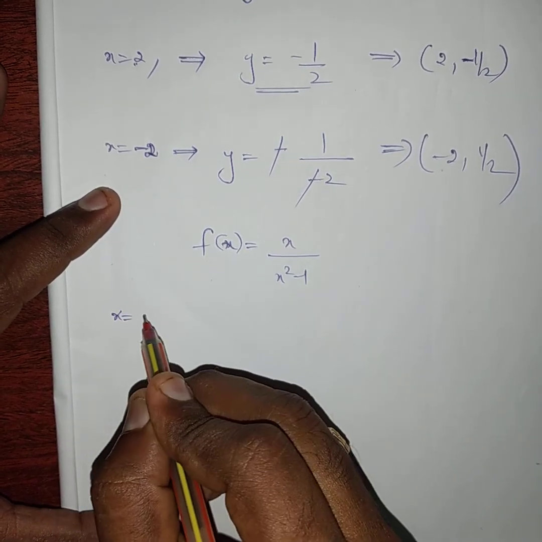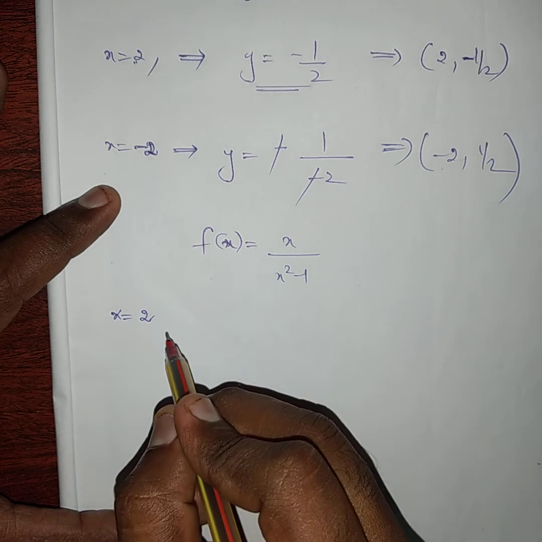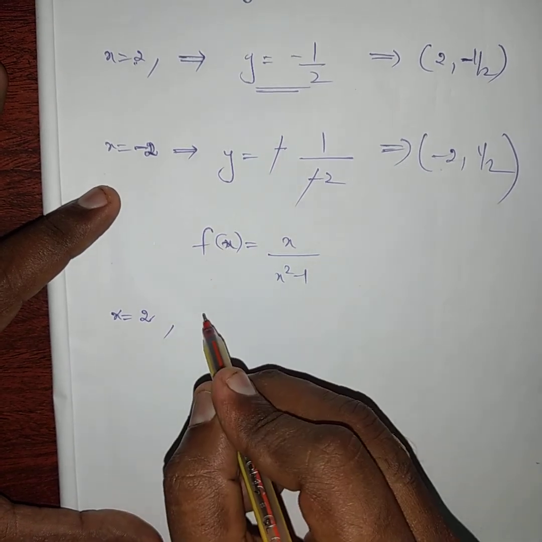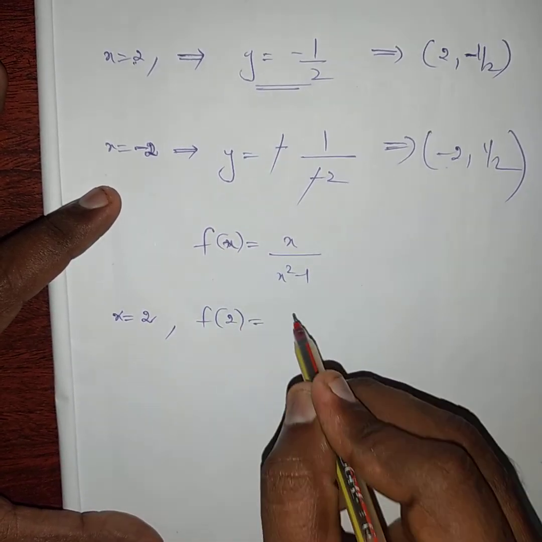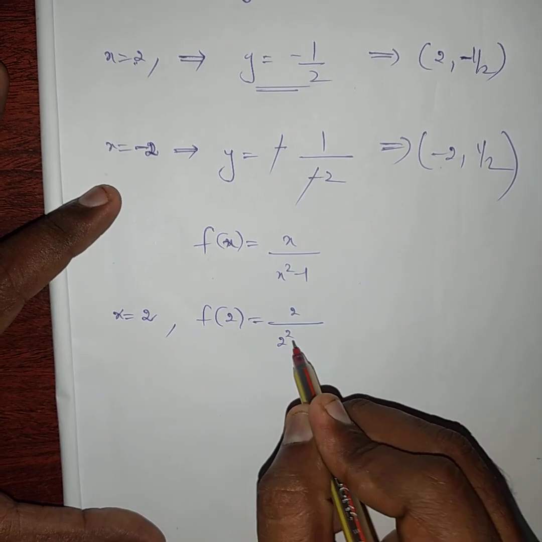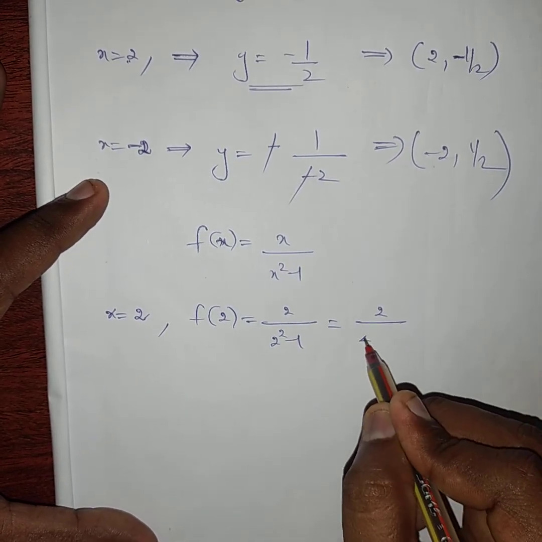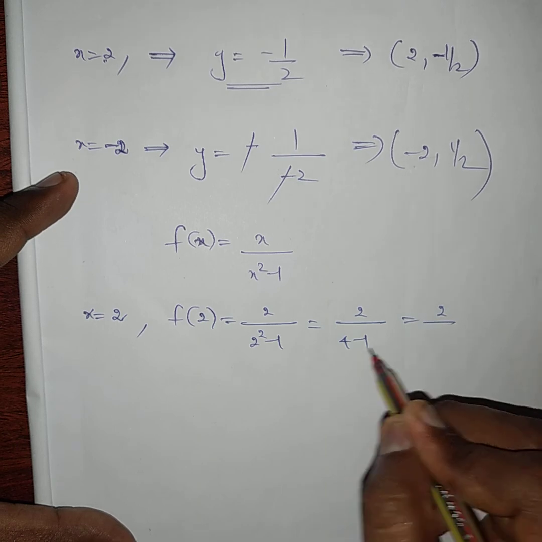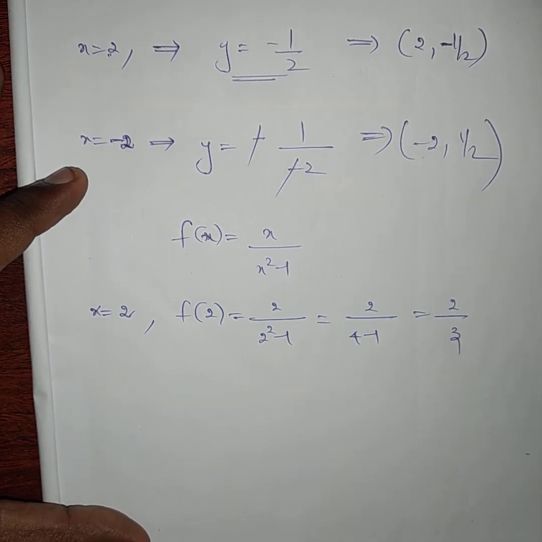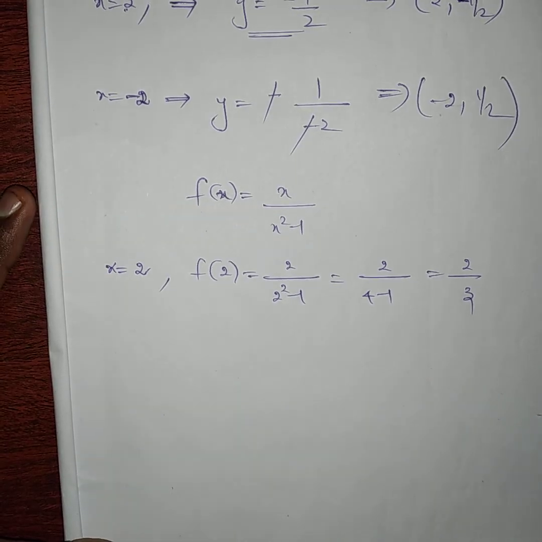First I am going to put x is equal to 2. What is the answer? f of 2 is equal to 2 divided by 2 the whole square minus 1, that is 2 divided by 4 minus 1, and 4 minus 1 is 3. So f of 2 is equal to 2 by 3. So I have got 2 by 3.